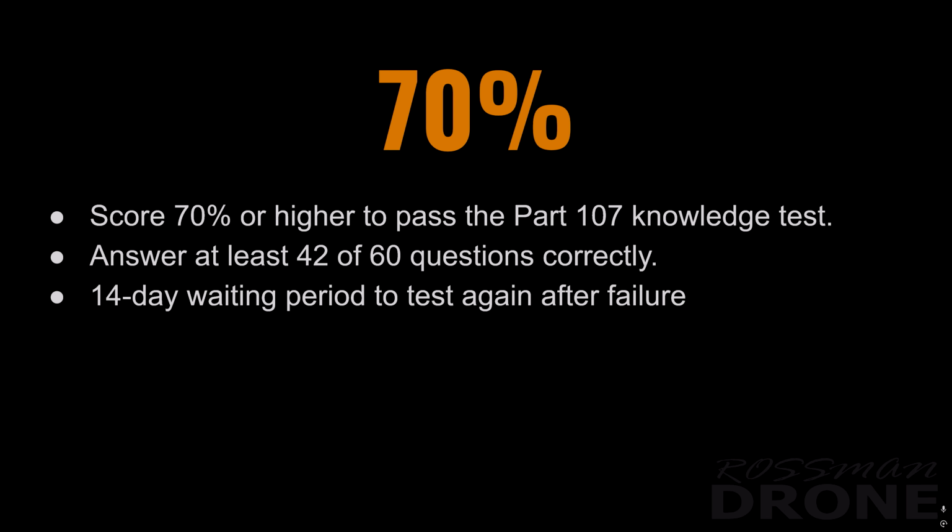70%. That is the threshold that you must meet or exceed if you want to pass the Part 107 knowledge test. So there are 60 questions total on the test. That means you need to get at least 42 of them correct to earn that 70%. There's also a 14-day waiting period to test again after you fail. And just as a reminder, you would lose your $175 and have to pay that again after waiting that 14-day period.